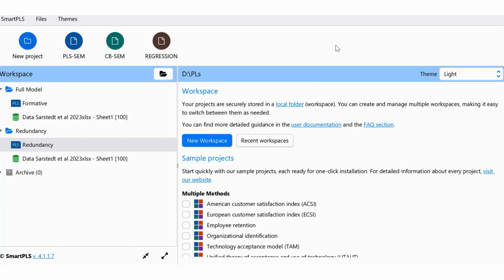Hello all, welcome to the session on Formative Measurement Model. Today we will be running a hands-on session on the Formative Measurement Model. As we discussed in a previous session, we have three steps in the Formative Measurement Model. The first one is convergent validity or the redundancy analysis. Next we have the collinearity issue, and the third one is the significance and relevance of formative indicators. Moving on to the first step, that is convergent validity.